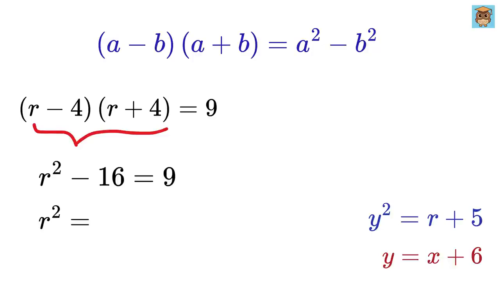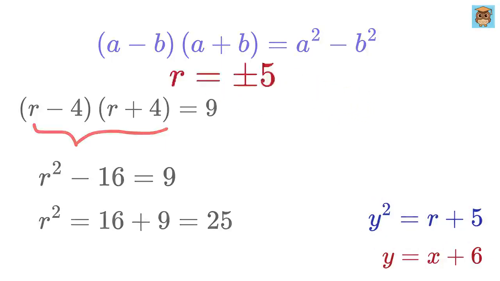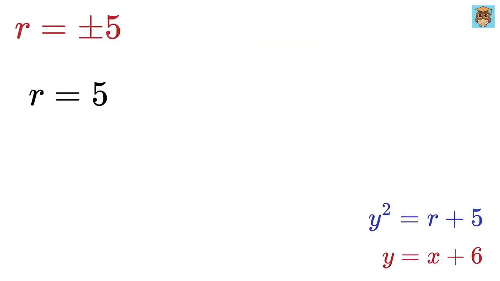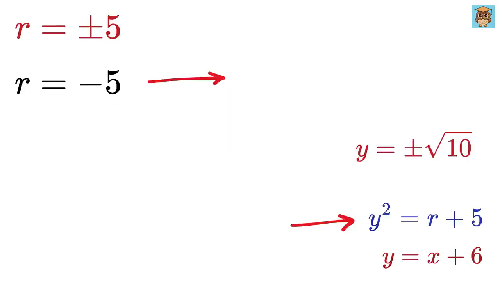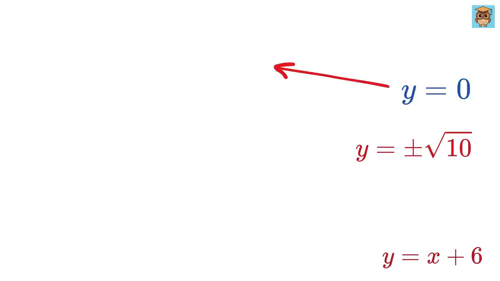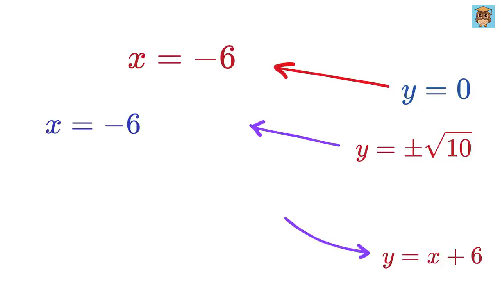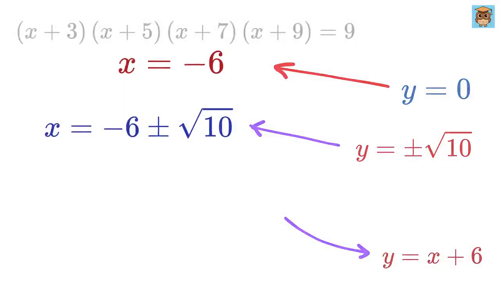Thus, r squared equals 16 plus 9, or 25, and therefore r equals plus or minus 5. So when r equals 5, we get y squared equals 5 plus 5, or 10, and thus y equals plus or minus square root of 10. Now, when r equals minus 5, we get y squared equals 5 minus 5, or 0, and thus y equals 0. Now y equals 0 gives x equals 0 minus 6, or minus 6, and y equals plus or minus square root of 10 gives x equals minus 6 plus or minus square root of 10, and that's it.